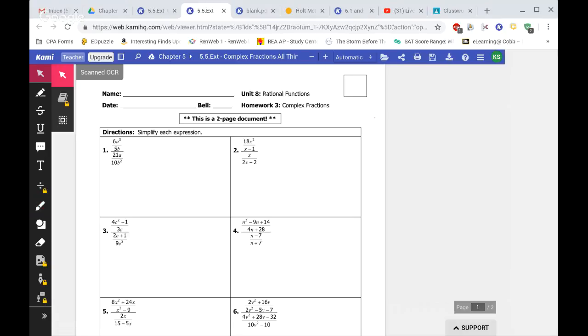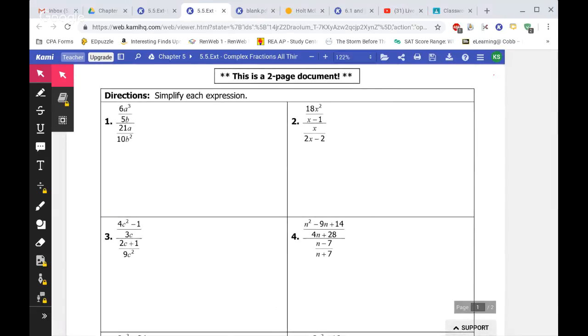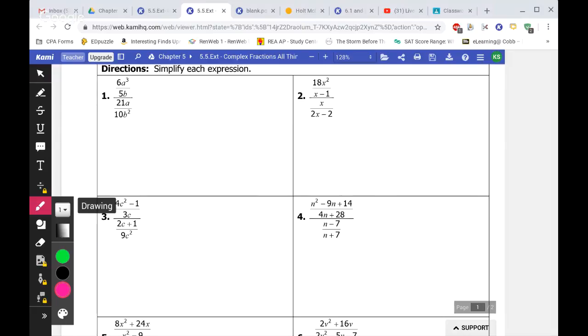So let's take a look at today's work and do a few from that front page. And we can kind of celebrate for a minute because we get a single fraction on the top and a single fraction on the bottom. So all we really have to do for this one is keep, flip, change. So we'll keep the first, which is 6a cubed all over 5b. And then we're going to change that to multiplication and then flip this to its reciprocal. So now instead of being 21a over 10b squared, it's going to be 10b squared all over 21a.